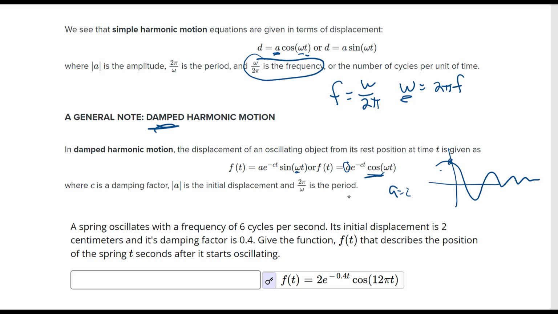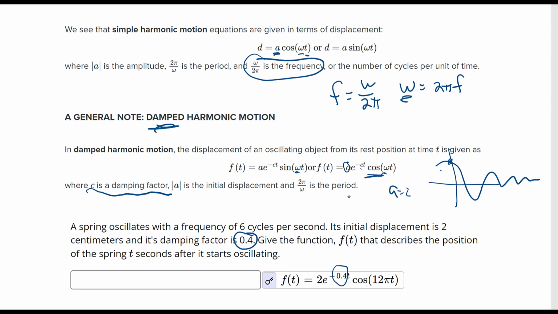And here's the new thing. We know what our omega is going to be; we will find the omega in just a second. So I repasted it down here. And the big thing is, what is the C? Well, it says that C is a damping factor, and it gives us our damping factor is 0.4. And so that's where this is coming from.